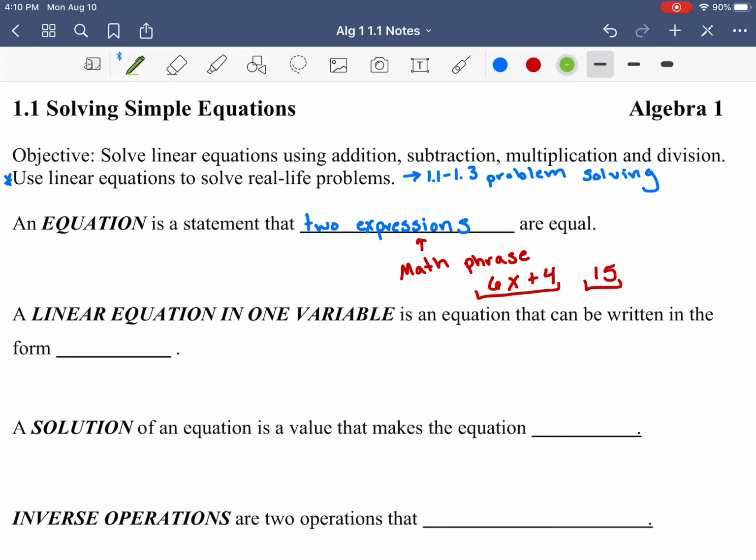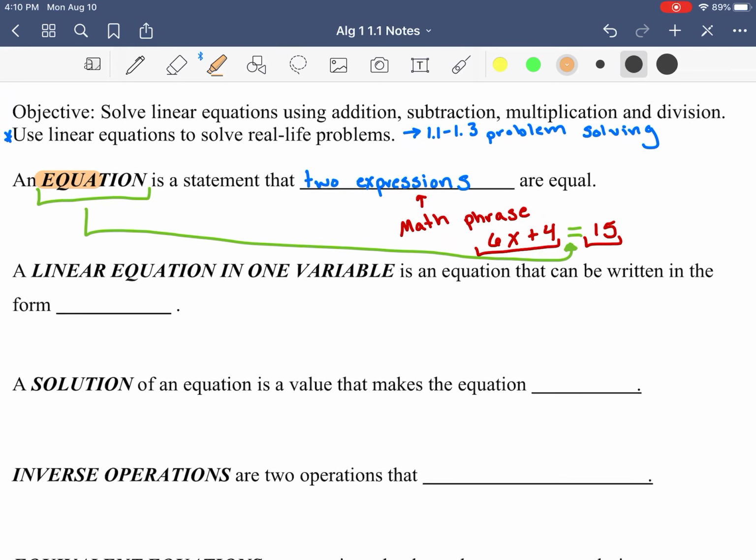But as soon as I put an equal sign in the middle, it now becomes an equation. So the equal sign there is what makes it an equation. And the word equation even has the word equal almost in it. Okay, so an equation is a statement that two expressions are equal.